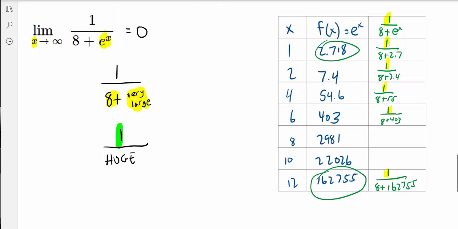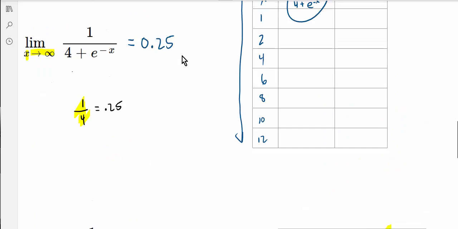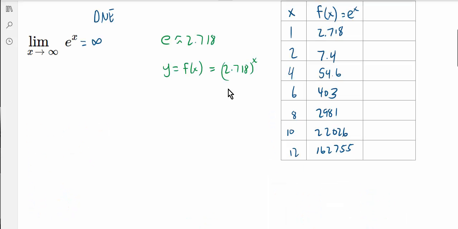So I've done all 4 problems using a table of values, and I've done all 4 problems graphically, but you can kind of get the idea that you can do all of these just using some number sense.